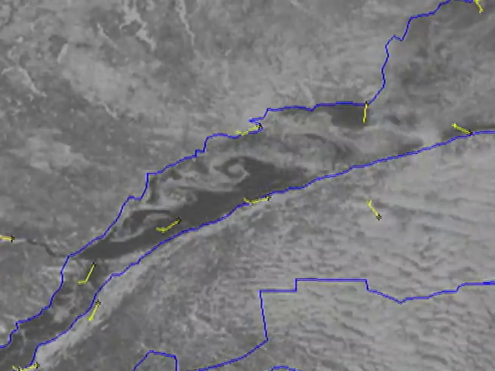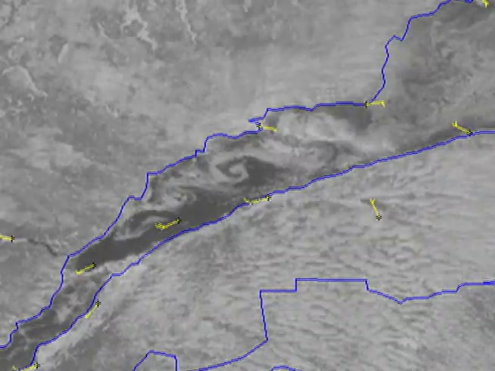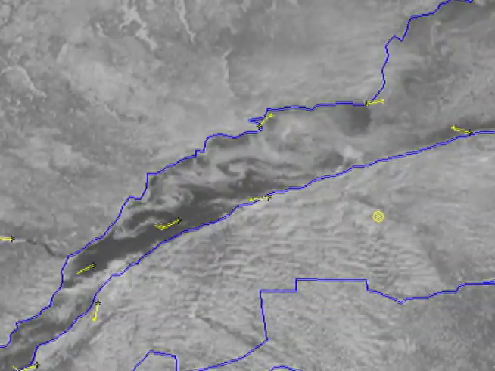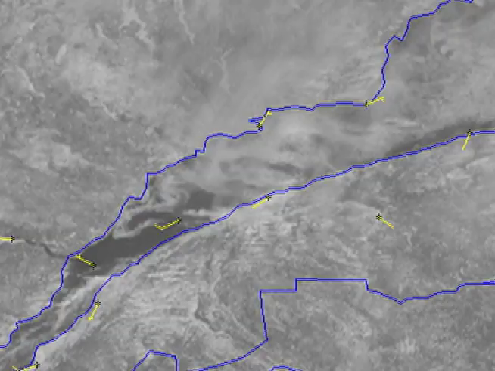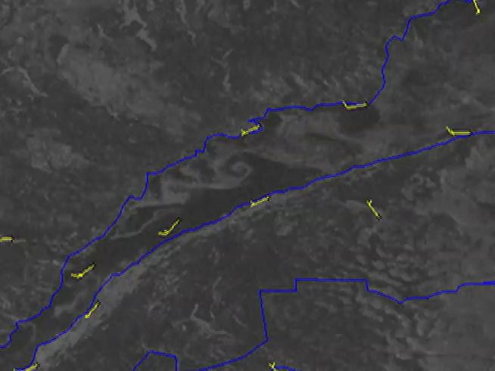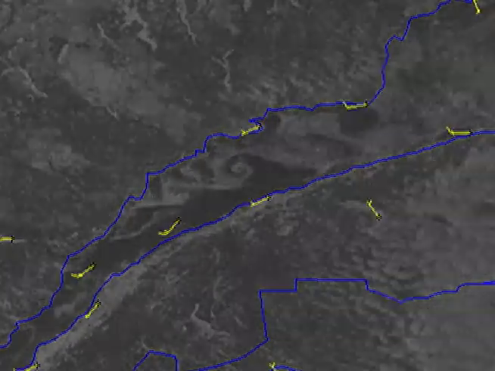But when we loop the image, we see plenty of clouds racing off to the northeast, but those swirls of white hardly budge. Turns out these are actually ice floes on the river, not clouds. That's why they hardly move.